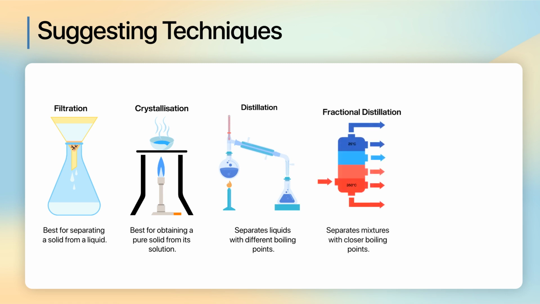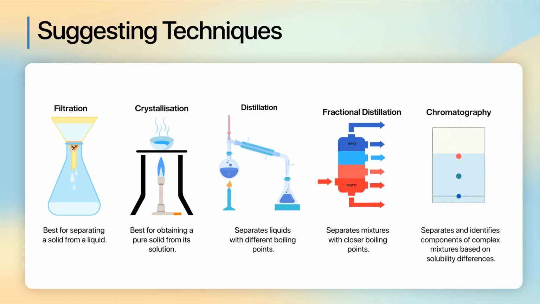Fractional distillation handles mixtures with closer boiling points, and paper chromatography separates and identifies the components of complex mixtures based on solubility differences. Understanding these methods allows us to analyze and purify substances effectively, whether in a laboratory or industrial setting.